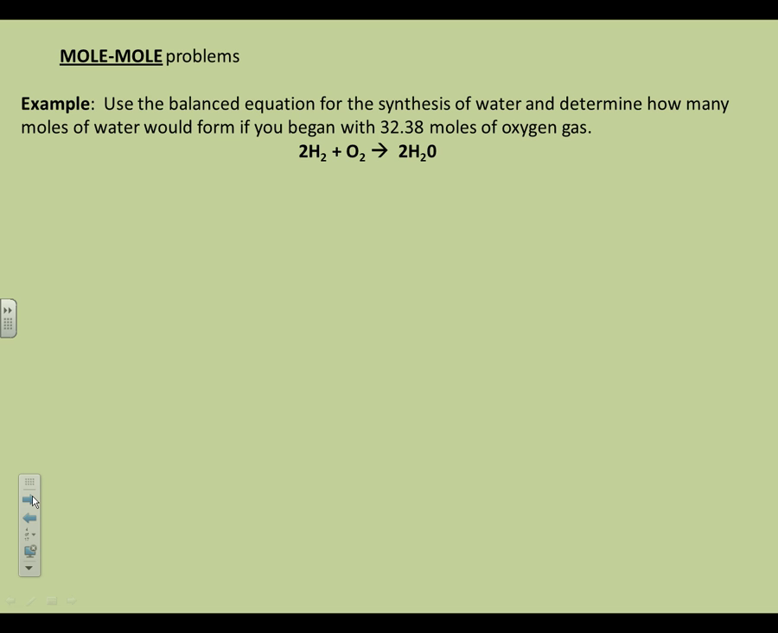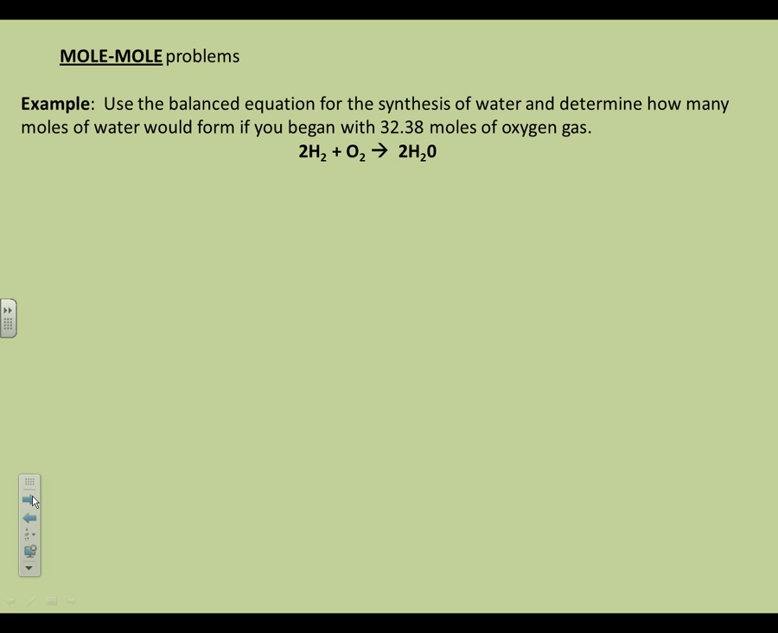So here's a mole-to-mole problem, and we want to use this balanced equation to go from one substance to another. We want to determine how many moles of water would form if you begin with 32.38 moles of oxygen gas. This seems very similar to Unit 8, Coach Miller. Yes, Unit 8, being able to use dimensional analysis and perform stoichiometric calculations.